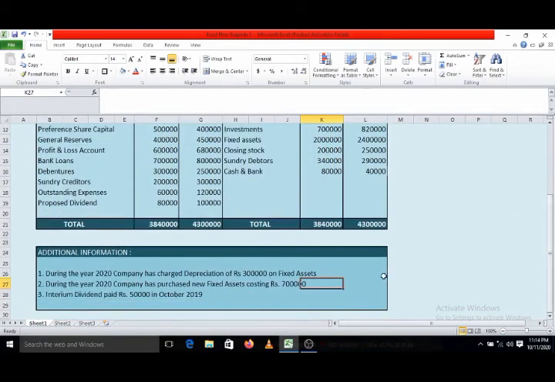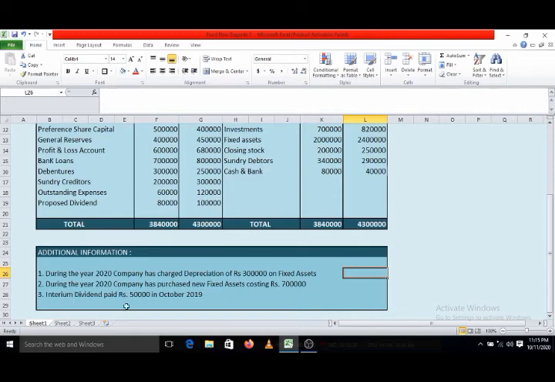Now once again just check the additional information. First, the information about depreciation, which we have considered in funds from operations as well as in the fixed asset account. Again, the company has purchased a new fixed asset of 7 lakhs. Firstly we have considered it in working note number 2, the fixed asset account, and we have also recorded it in the fund flow statement on the application side.